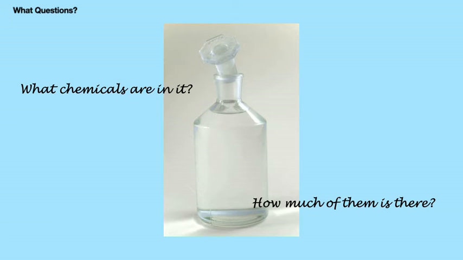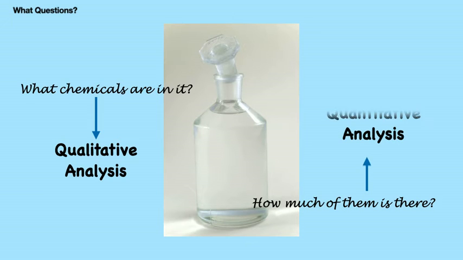A question of the form, what chemicals are there, that's what's called qualitative analysis. Qualitative is about what chemicals you've actually got. Quantitative analysis is about how much of them you've got. So one is about qualities, one is about quantities. And we're going to be dealing here with qualitative analysis, how we find out what chemicals we've got.